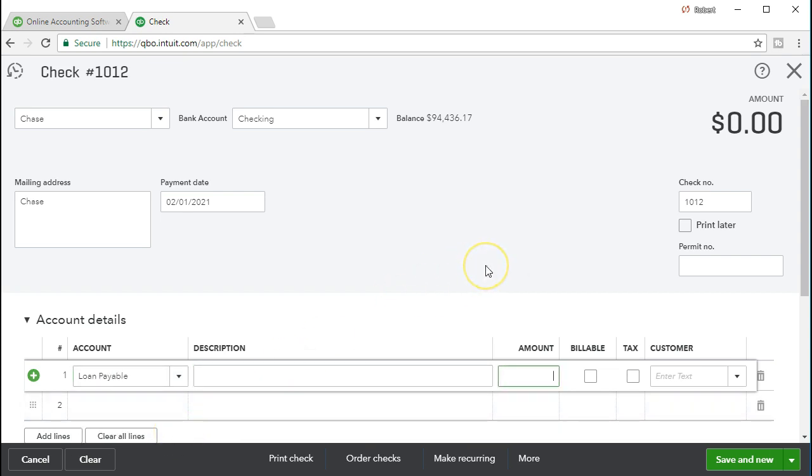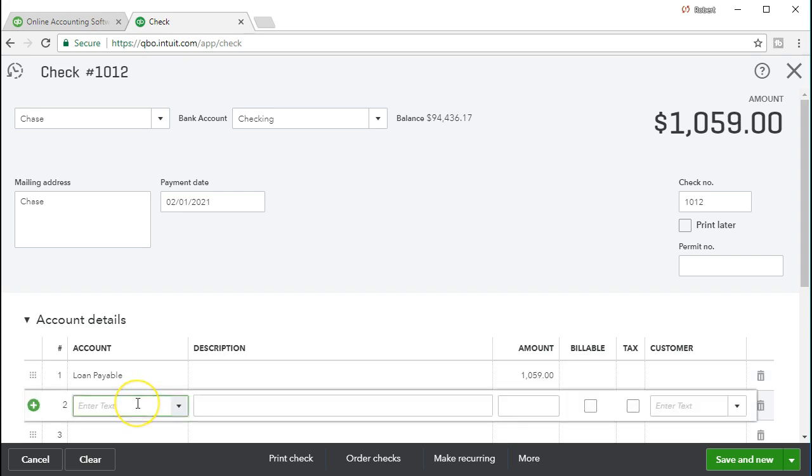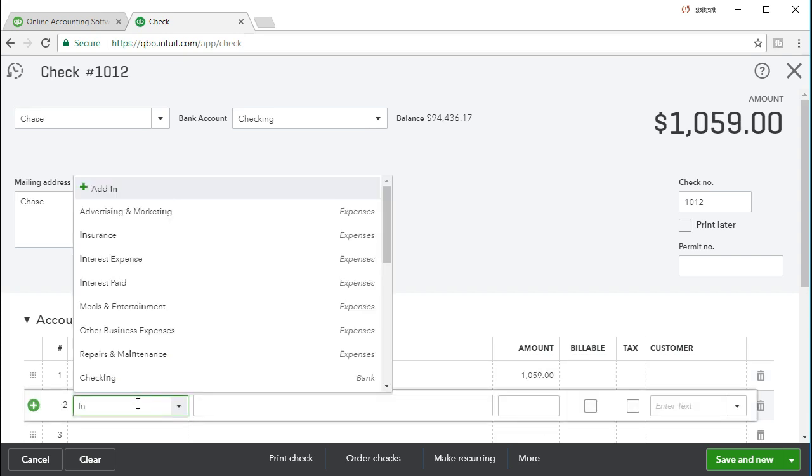But it's not going to be for the entire amount. So remember, the entire amount that we're writing the check for is $1,359. The loan amount is going to go down by $1,059. The other portion then, we're going to say is in another account. It's going to be interest expense.